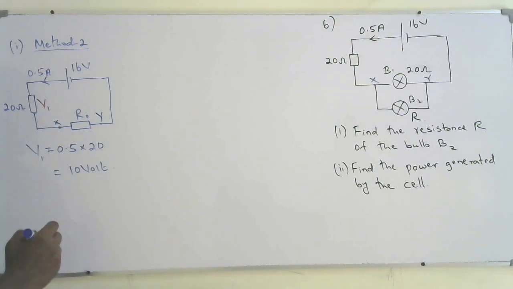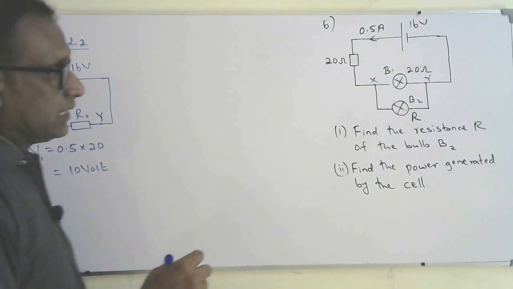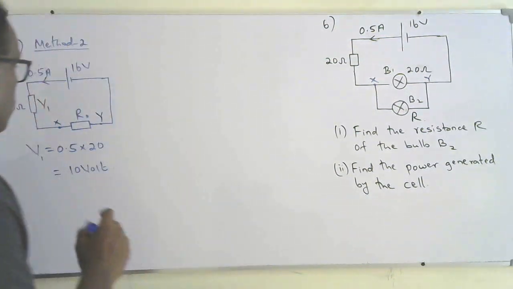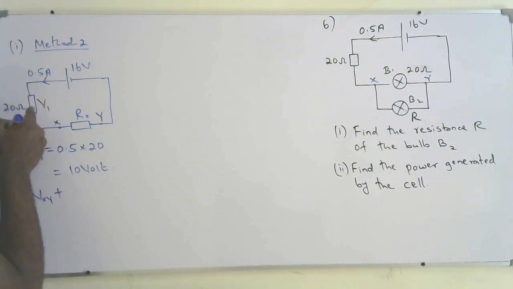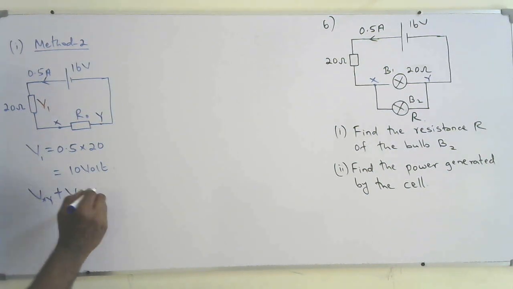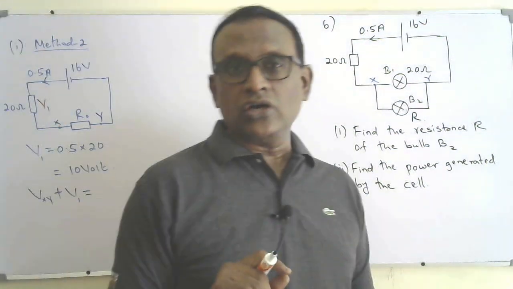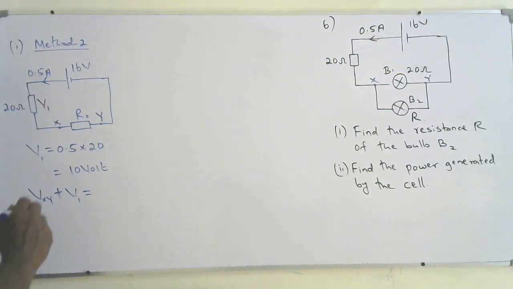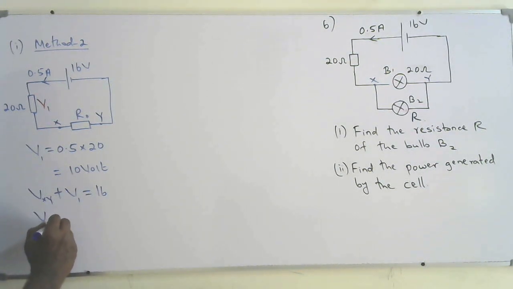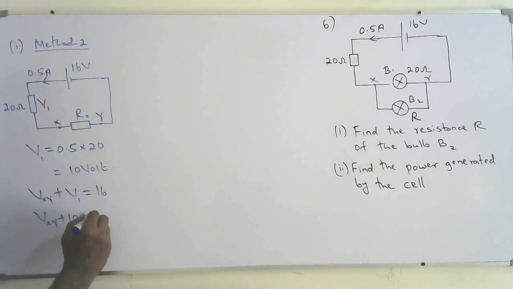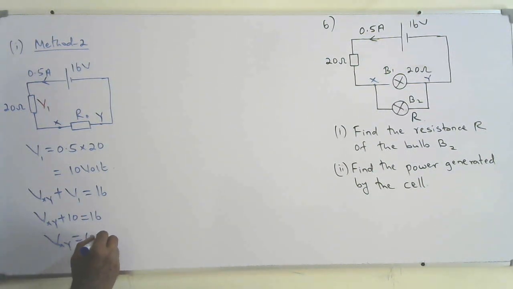Those two are in series, is it? So the voltage across the junction Vxy plus V1, according to Kirchhoff's second law. I'm using Kirchhoff's second law. So Vxy plus V1 is equal to 16. So Vxy plus 10 equals 16. So Vxy equals 6 volt.